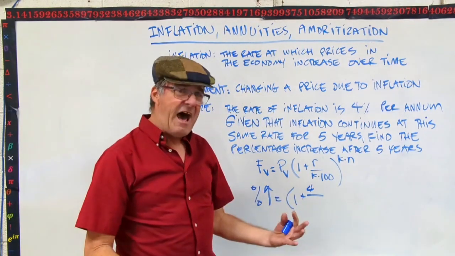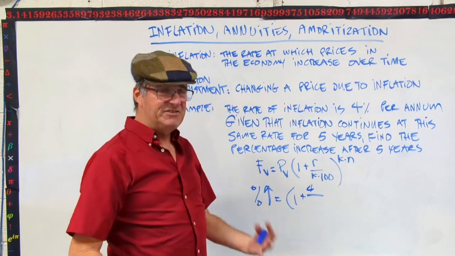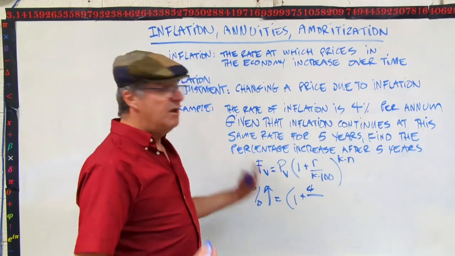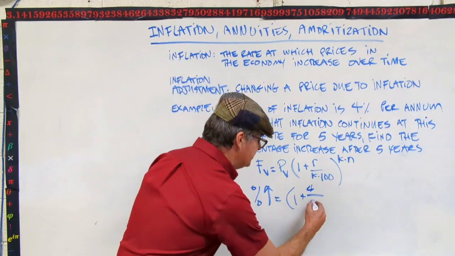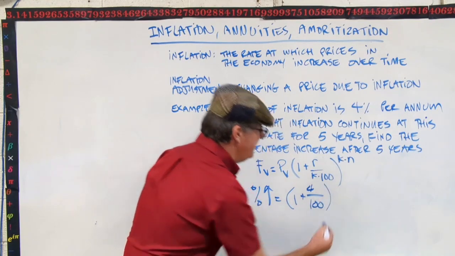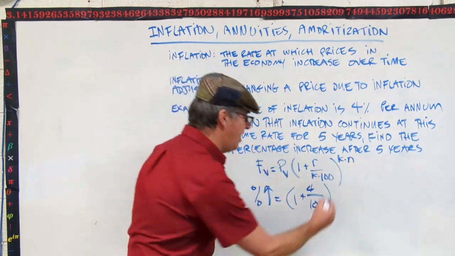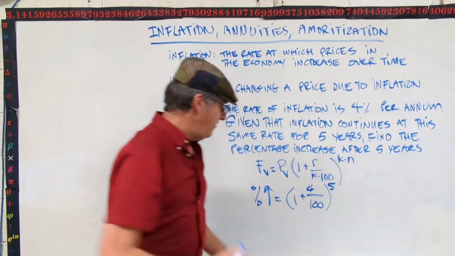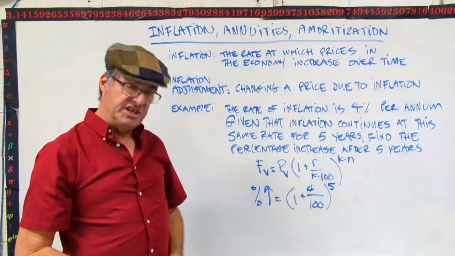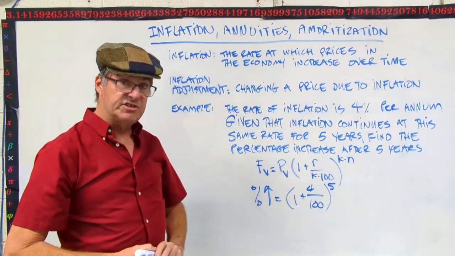Now, we don't have a compounding period in this. We're just running 4% inflation for 5 years. So this is just going to be 100. And then again, no K, we're just going to put in our 5. And that is going to give us our percentage increase. So go ahead and pause the video, crunch the numbers.